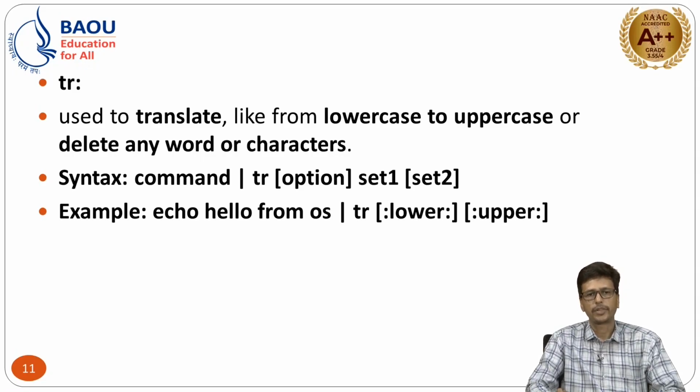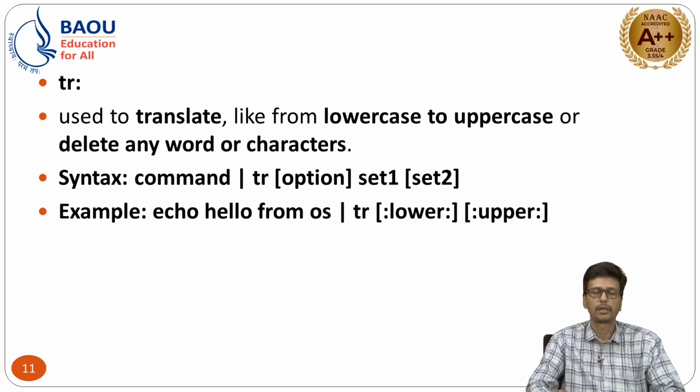The example given is echo hello from OS, that is the message that you want to print, but now this message is available in small letters and you want to convert it into capital letters. So in that case you use tr, then after that a square bracket where you apply the option lower, then again a square bracket and you use upper.